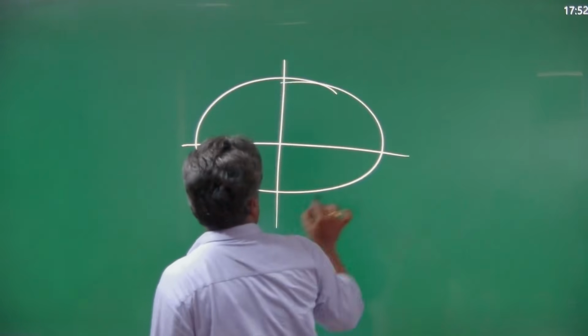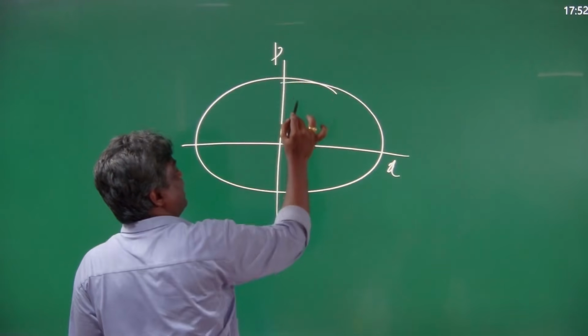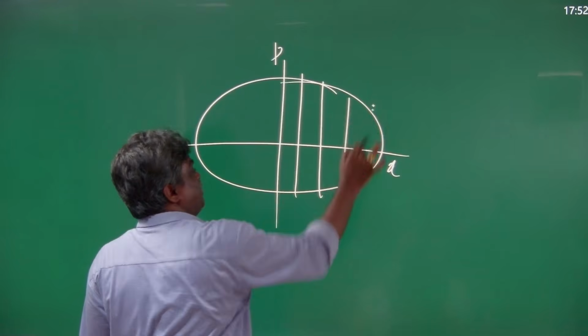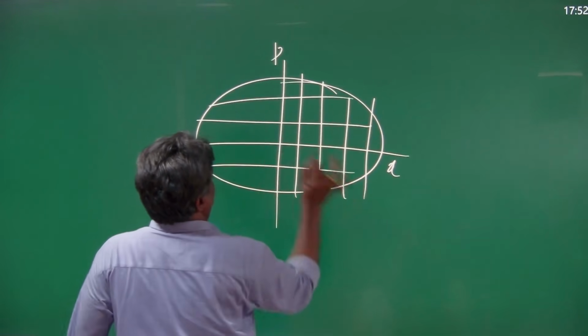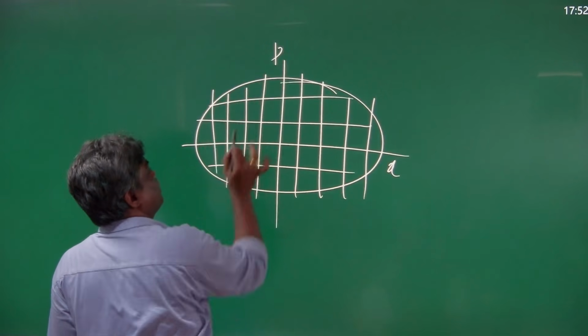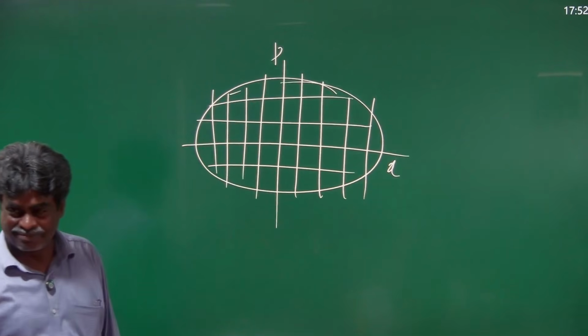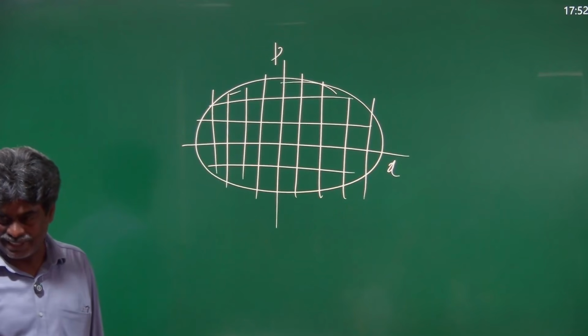So our question is, you have divided this like this. So what about these corners? I think that's your doubt, right?